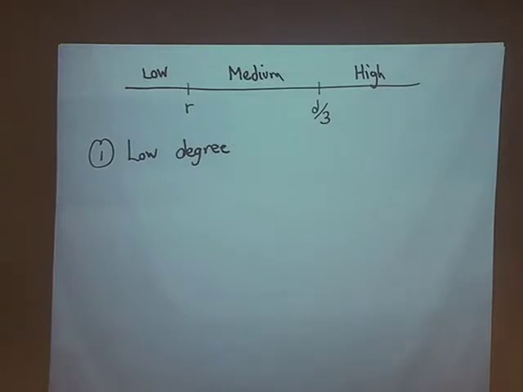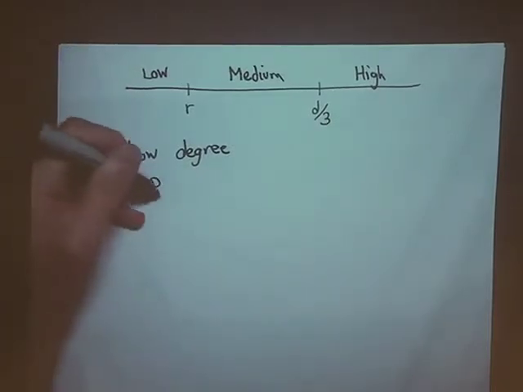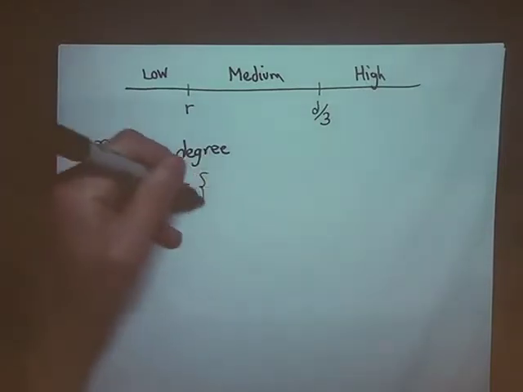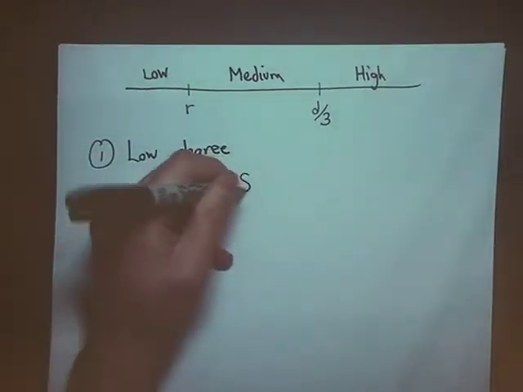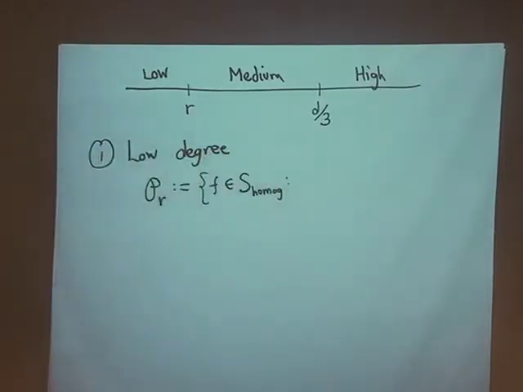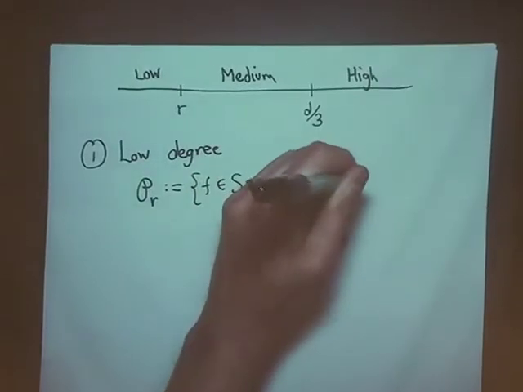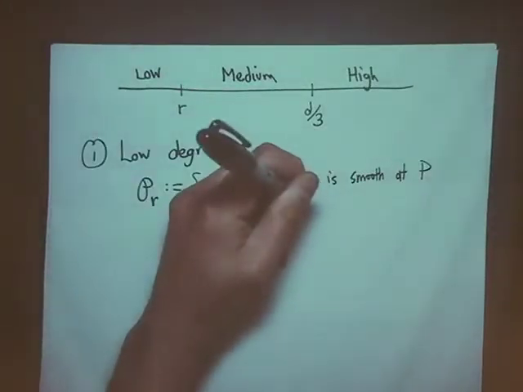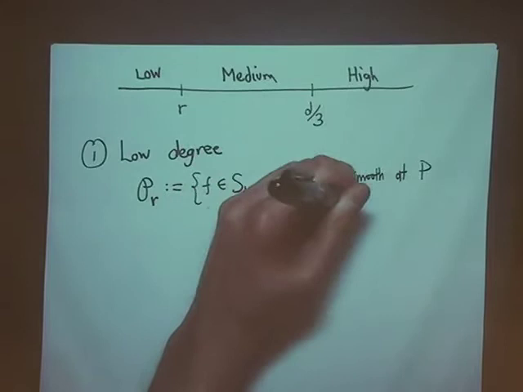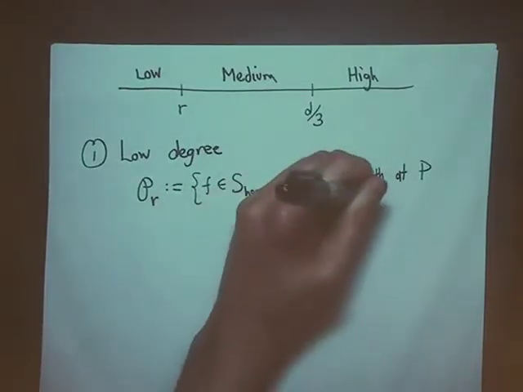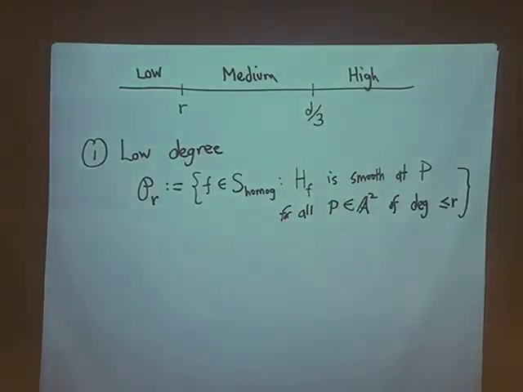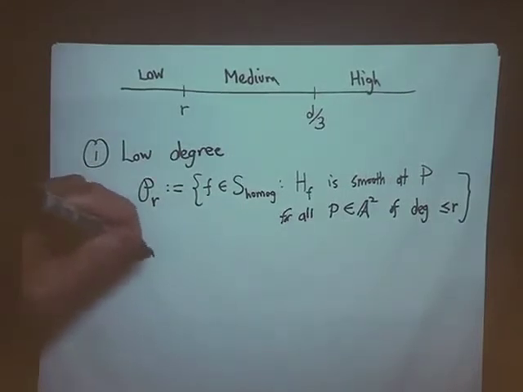Okay, so what's the analog here? Well, we're going to define an approximation to the set P of the good ones. These are going to be the ones that are smooth at least as far as the low degree points are concerned. So they're the F such that HF is smooth at P for all P in A2 of degree less than or equal to R. And we hope that that's pretty close, that the rest of the closed points don't sieve out too much. So we'll have to justify that later. Okay, so what's the density of this set?